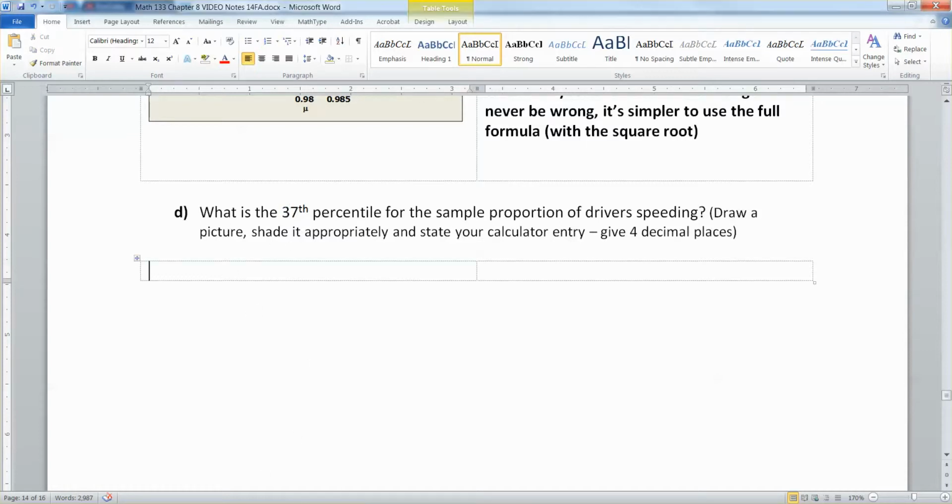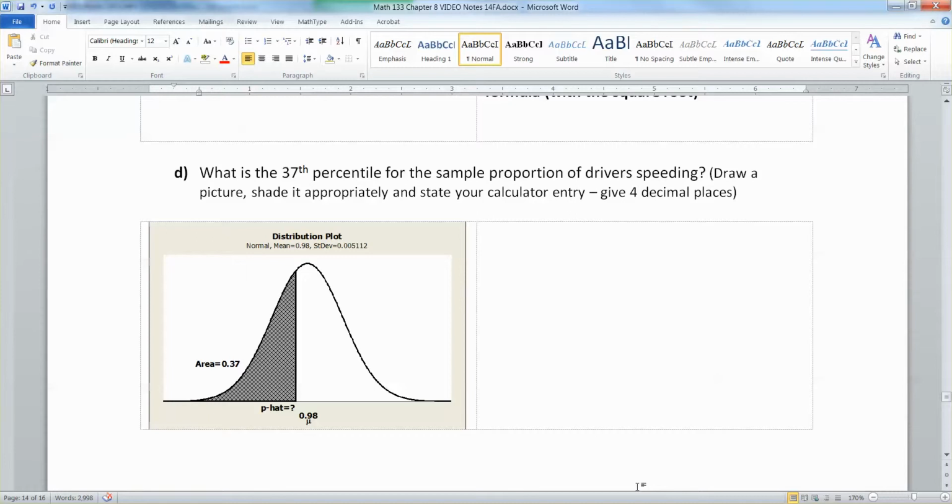All right, let me go draw a picture. I'll be right back. All right, there we have the picture. You can see I'm on the bottom side because I'm at the 37th percentile. That area that we've shaded right there is the 37th percent. And what we're asking is, what is this p hat? What is that vertical line running down the middle of the graph?